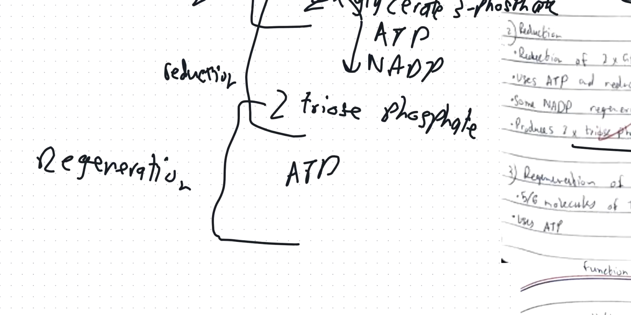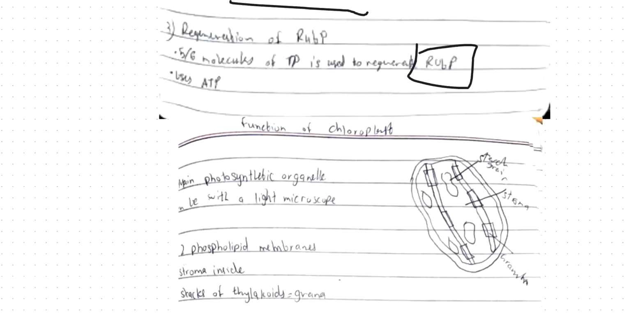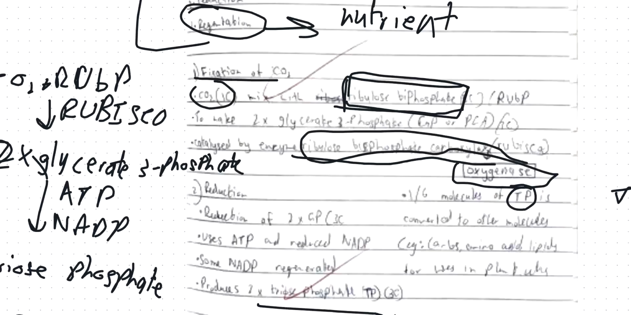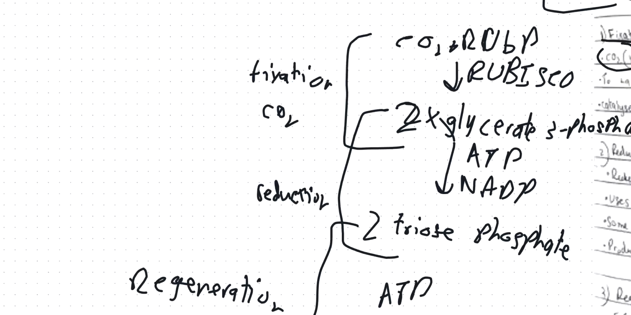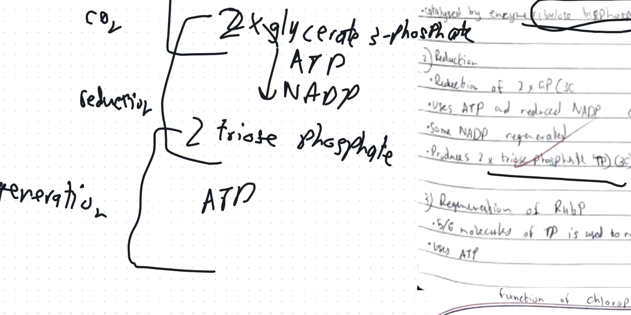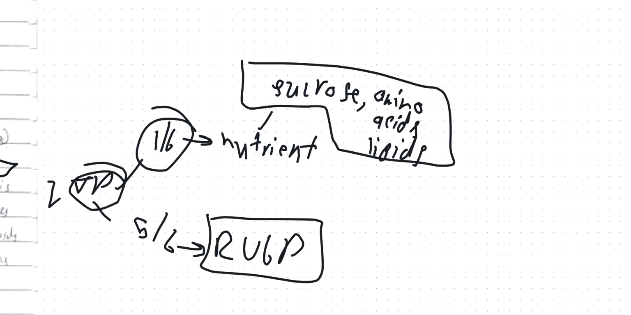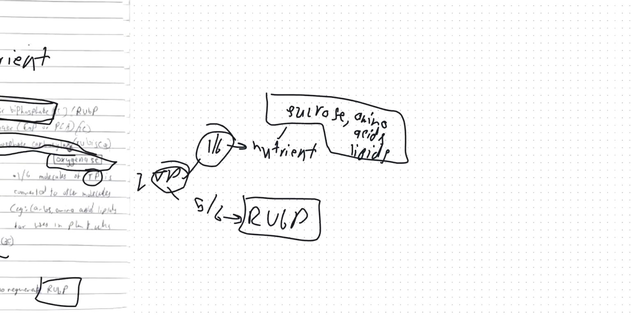So this was the light-independent reaction. The main job of the light-independent reaction is to make all of these nutrients. Only 1/6 of the triose phosphate, of the 2 triose phosphate, is used to make the nutrients. So this is why the light-independent reaction happens.